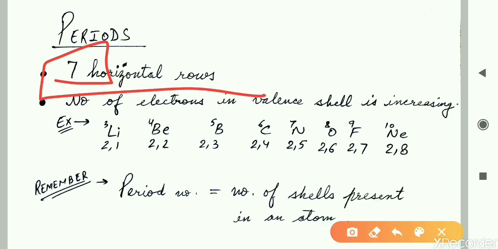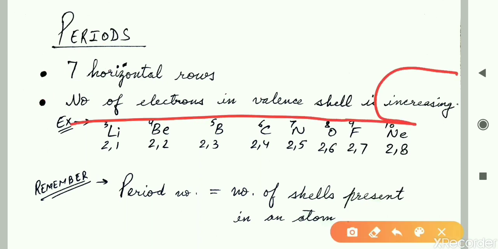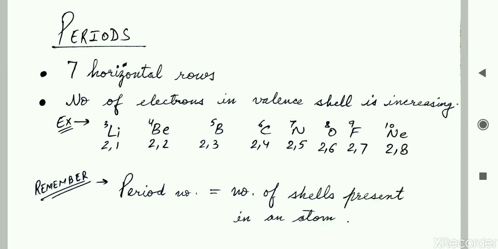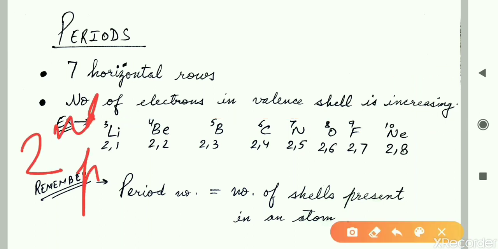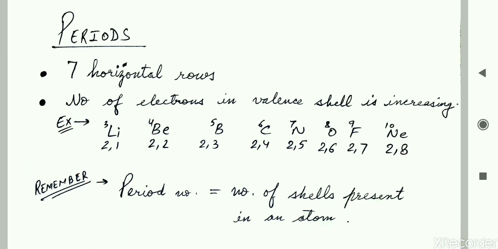Now we'll move on to periods, that is, horizontal rows. In the modern form of the periodic table, there are 7 horizontal rows called periods. In these, the number of electrons in the valence shell is increasing. Remember, the number of valence electrons is the same in groups, but in periods it is increasing. Just for an example, I've written here the second period: lithium, beryllium, boron, carbon, nitrogen, oxygen, fluorine and neon.